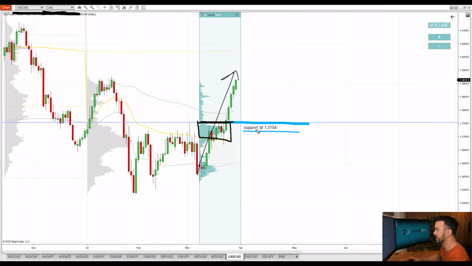That's this blue line at 37.54. So when there is a pullback, it's a long from there. Okay, so that's the volume profile setup, the most important setup behind this level.